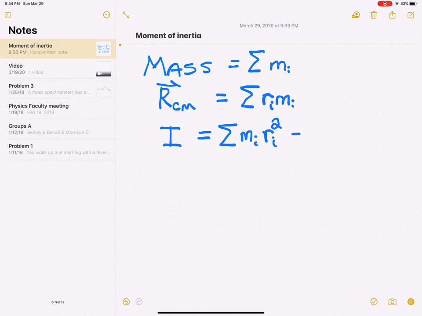And naturally, it has an integral form, r squared dm. And we might do some examples with the integral form, but by and large, you're engineers, which means what you do is you look that up. You look up the value of the moment of inertia.